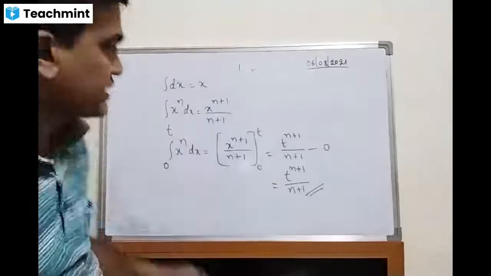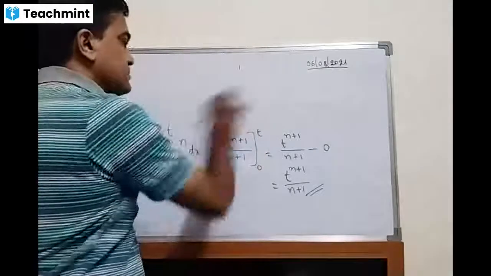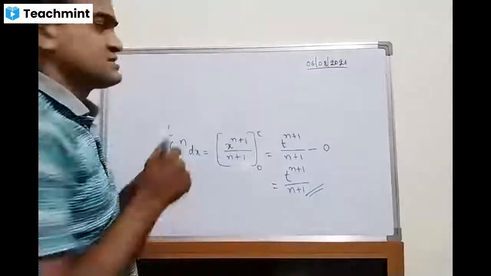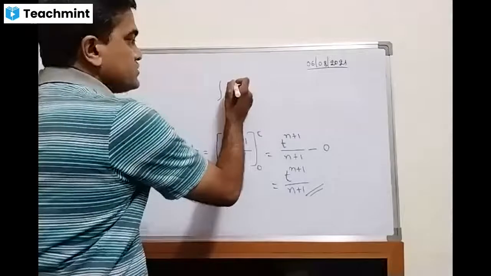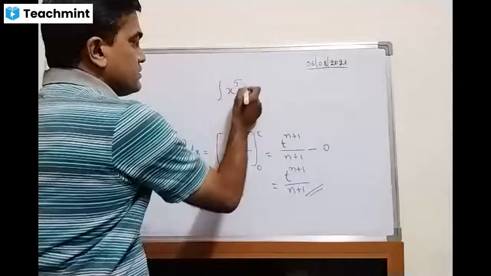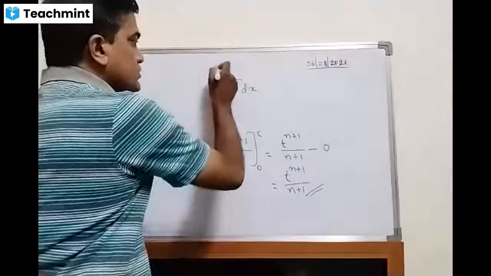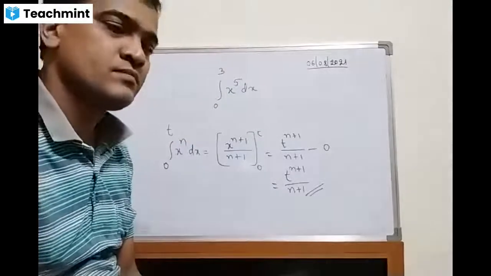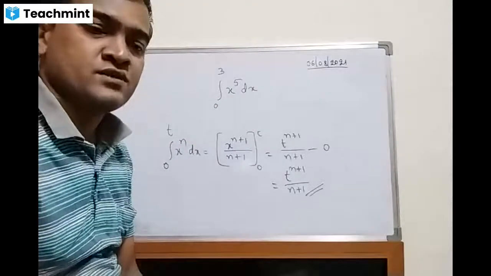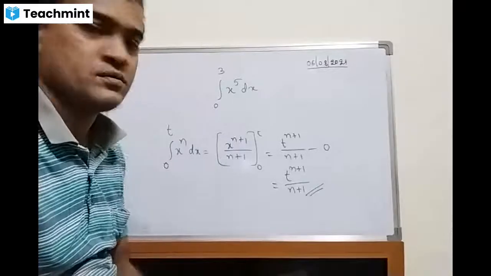Let me show you an example. For example, I have the integral of x to the power 5 dx. Limits are from 0 to 3. In this case, first what you have to do? 3 to the power of 6 by 6.